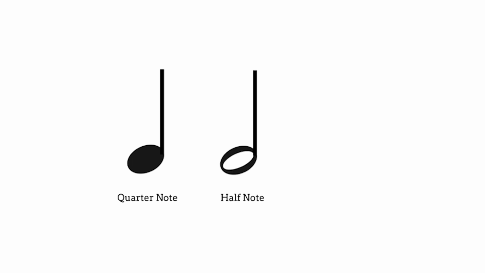Now, what happens when I have a note that's 4 beats long? This is called a whole note. This is a quarter note, this is a half note, and now we have a whole note. Compare all of them. What do you see? When we go from quarter to half, we lose the black fill-in of the oval. And when we go from half to whole, we lose the stem.